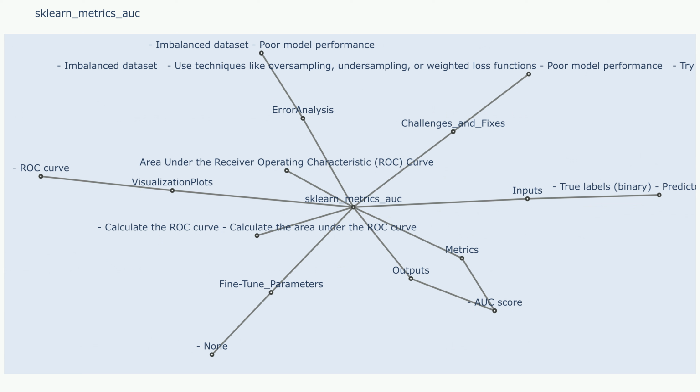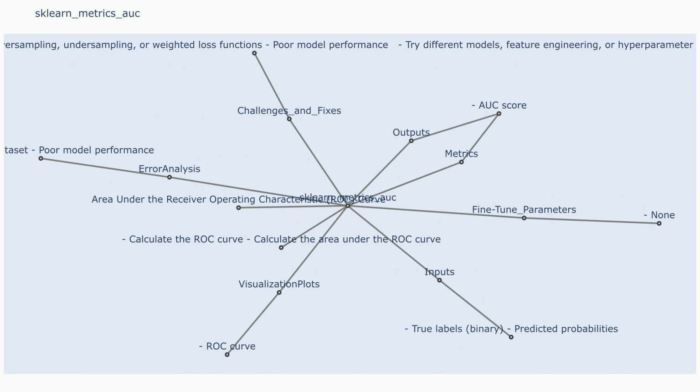Fixes to challenge 1: consider using other metrics like precision, recall, F1 score, or balanced accuracy, which are less sensitive to class imbalance. You can also try using techniques like oversampling or undersampling to balance the dataset.